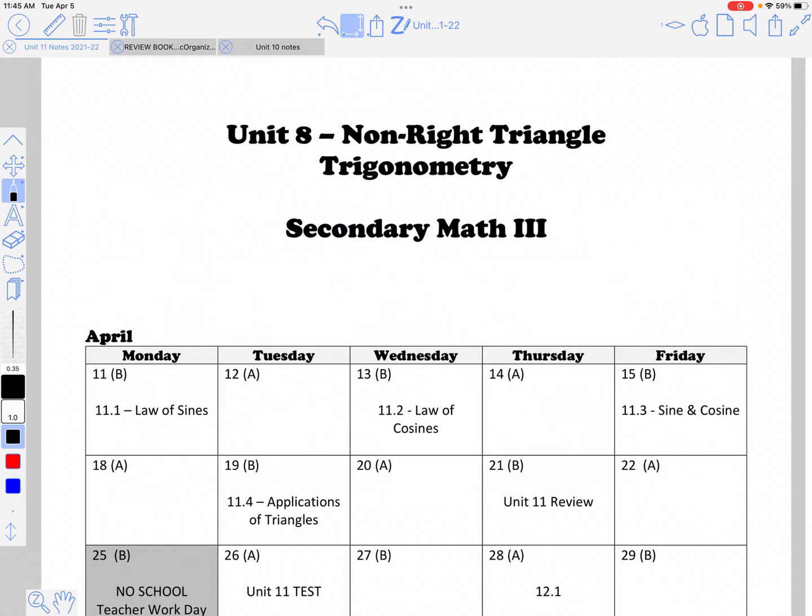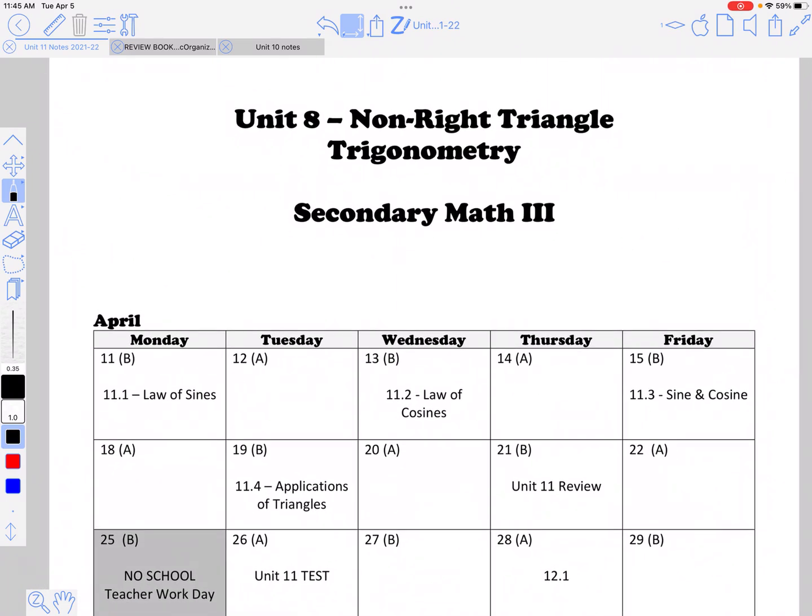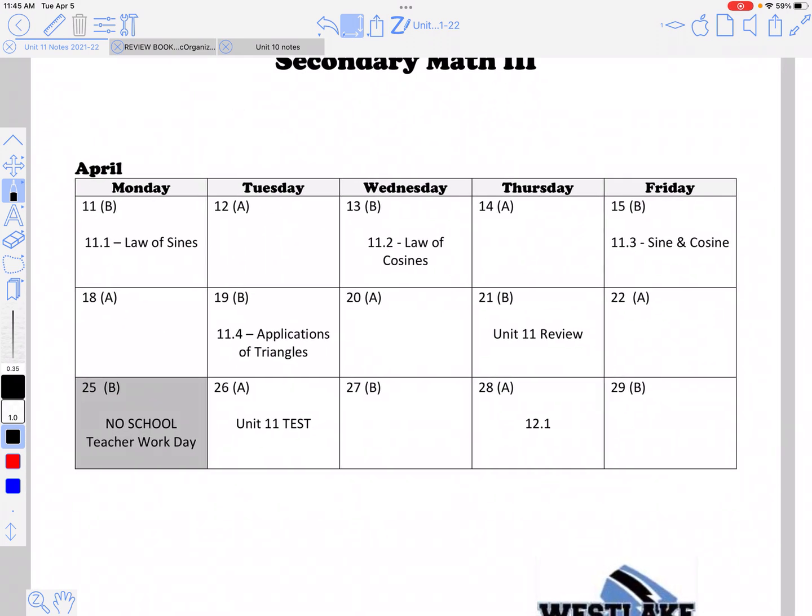This is Unit 11, typo up there, but that's okay. We're going to talk about non-right triangle trigonometry. If you haven't noticed already, math builds upon itself. Starting from elementary school, once you started to learn how to count, it's just been building. So if you struggled with last unit, come see me or your teacher, make sure that you get this straightened out so that this unit runs very smoothly for you.